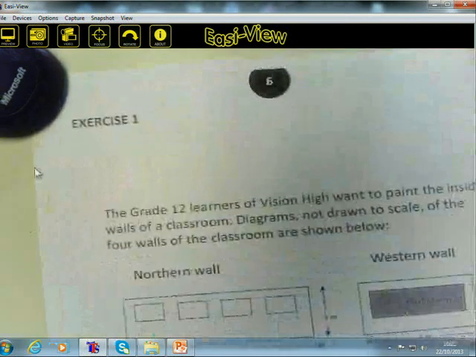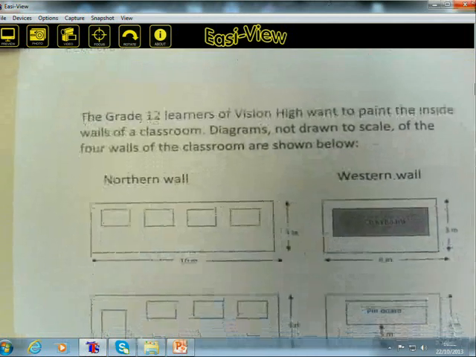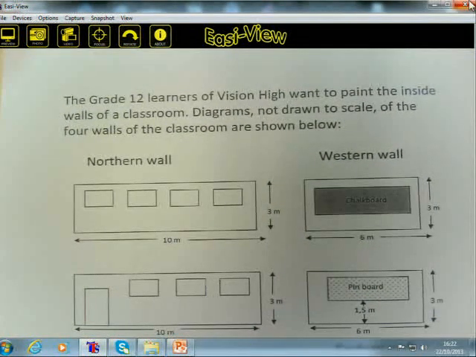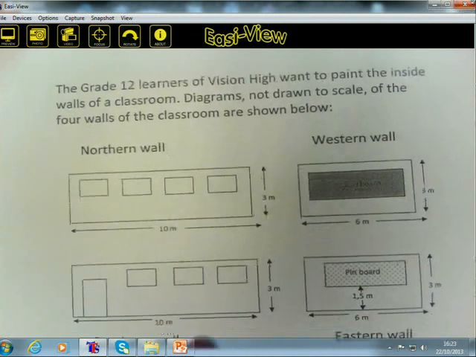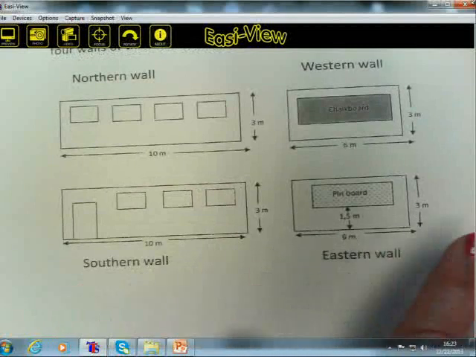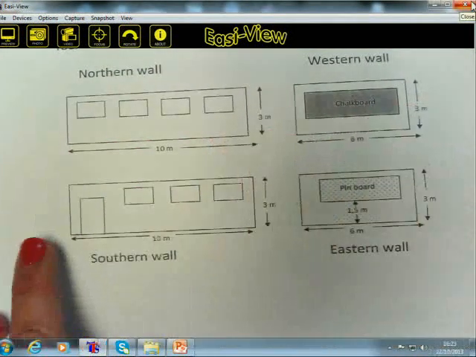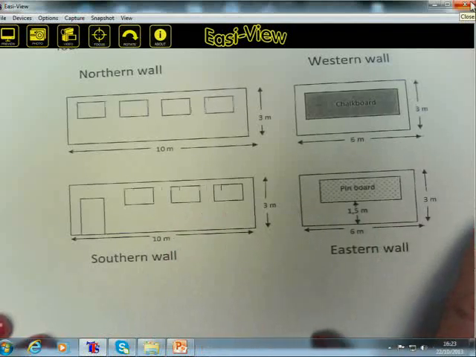Now we get to a very interesting exercise. The exercise of the vision high. They want to paint the inside walls of the classroom. The diagrams, not shown on scale, of the 4 walls are shown below. As you can see, we have the northern wall, the western wall, southern wall, and the eastern wall.